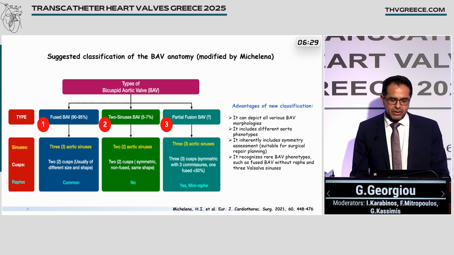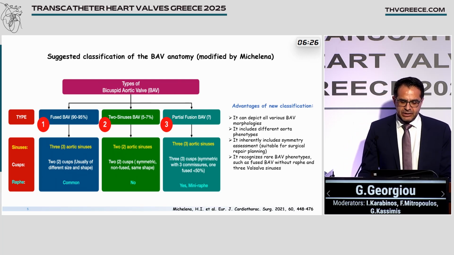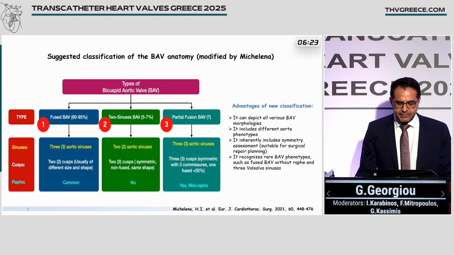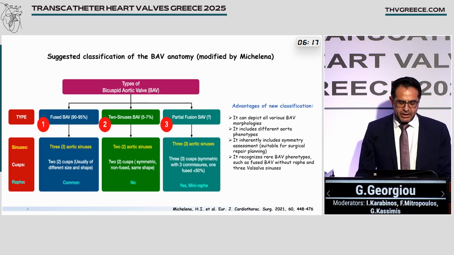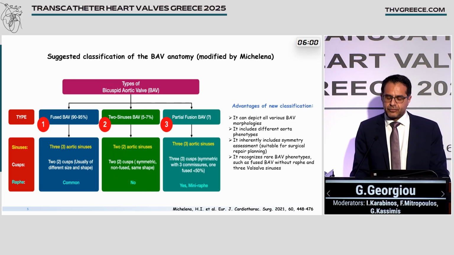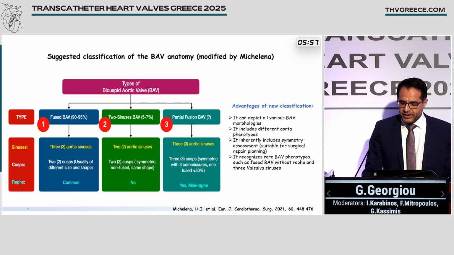A novel international consensus is currently available that takes into account 3 parameters: the sinuses, the cusps, and the absence or the presence of raphe. Multiple advantages are related with this new classification. It can depict all various bicuspid aortic valve morphologies. It includes different aortic phenotypes. It includes symmetry assessment, which is very important for the surgical repair planning. And finally, it recognizes rare types of bicuspid aortic valve phenotypes, such as fused bicuspid aortic valve without raphe and 3 Valsalva sinuses.